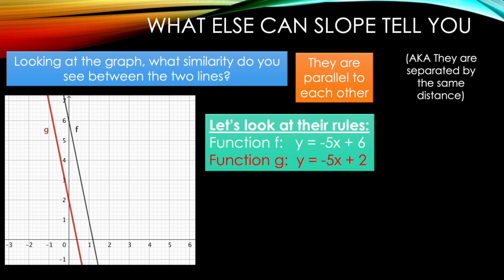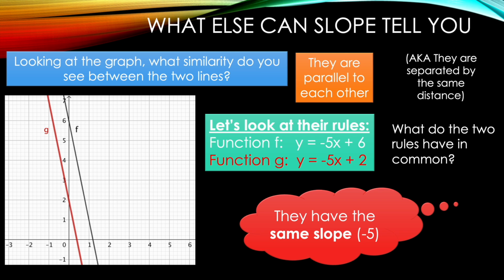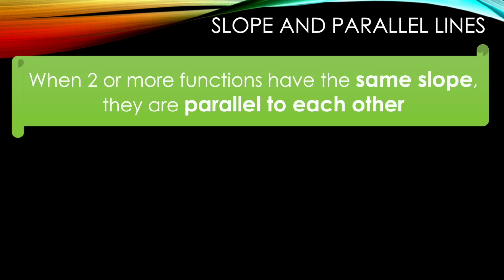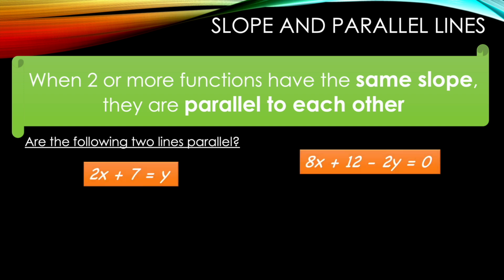Now, if I give you their rules, function f is y equals negative 5x plus 6, and function g is y equals negative 5x plus 2. There's something that you should notice they have in common, which is that they have the same slope. Their slope is negative 5. So the rule is that when two or more functions have the same slope, you automatically know that they are parallel to each other. So for example, here are two linear functions.